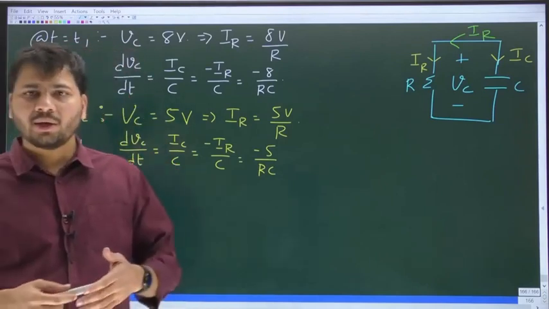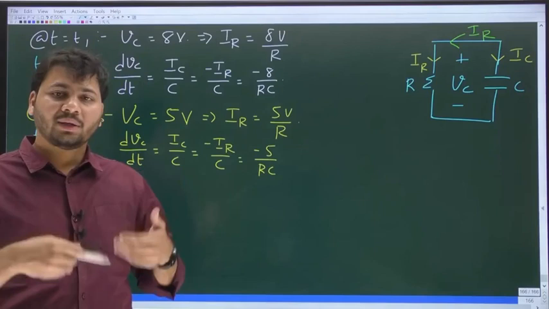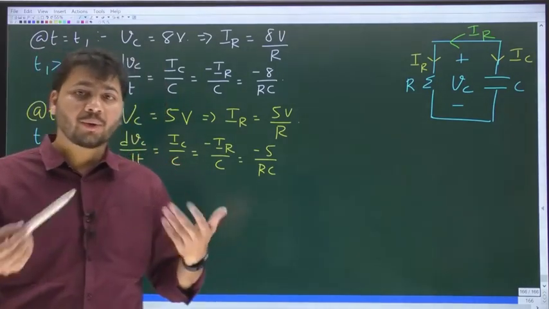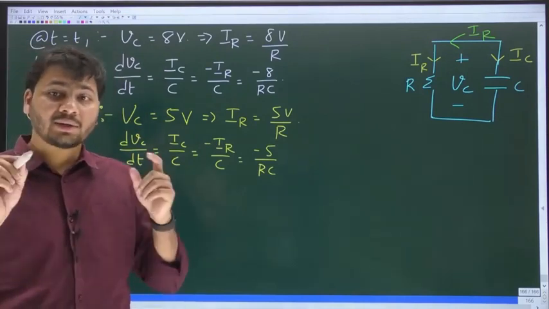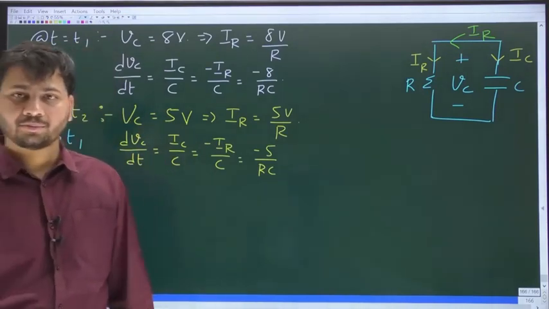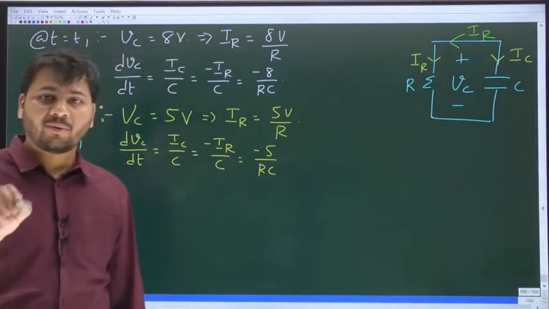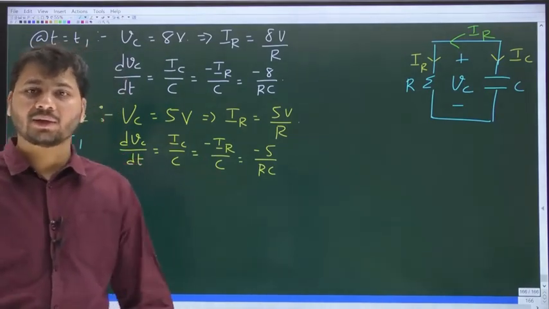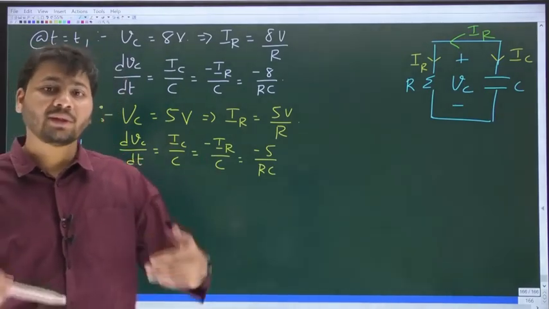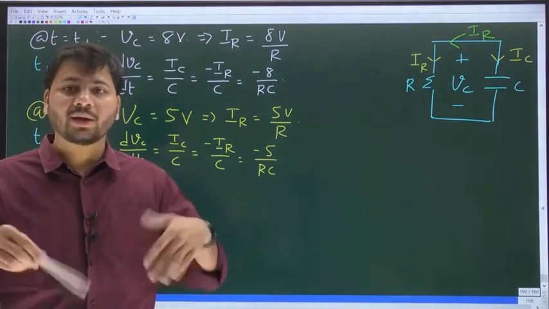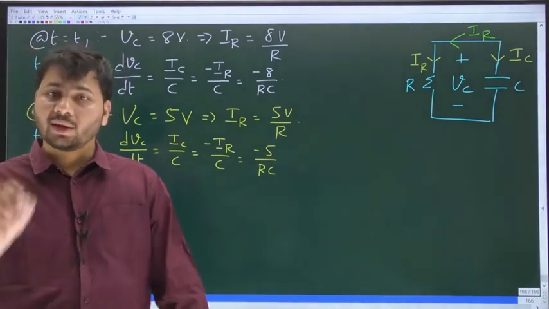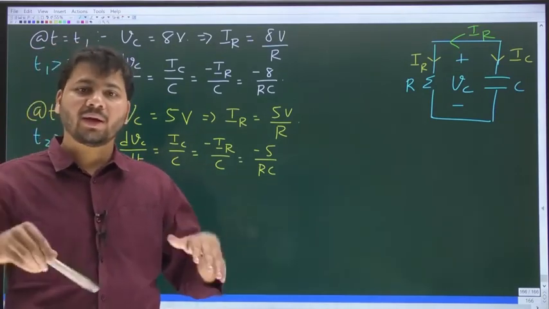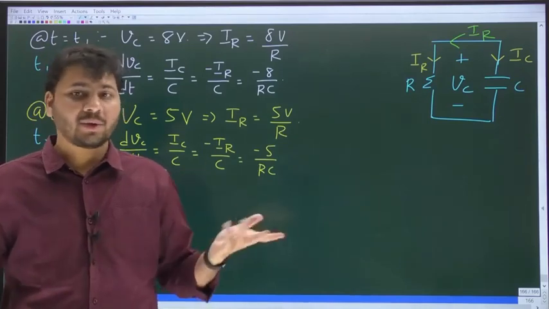So now tell me, in this way, how long will the cap get discharged? The cap will continue to get discharged as long as the resistor is drawing current from the capacitor. Listen carefully. Cap will continue to get discharged as long as the resistor is drawing current from the capacitor. So when the resistor stops drawing current from the capacitor, then the current through the capacitor becomes 0.